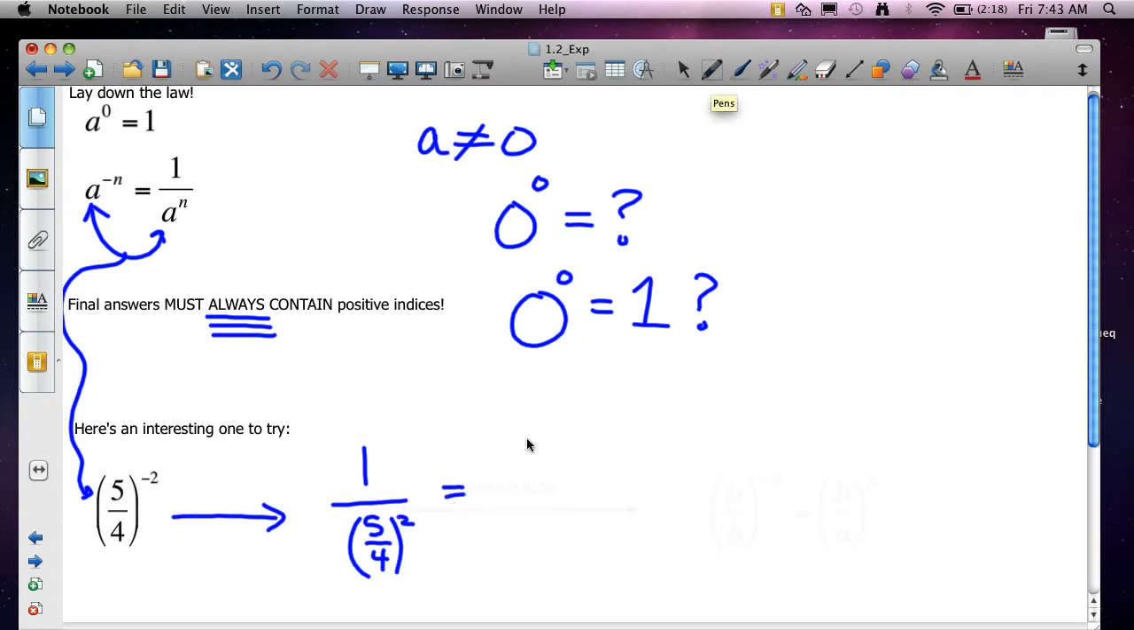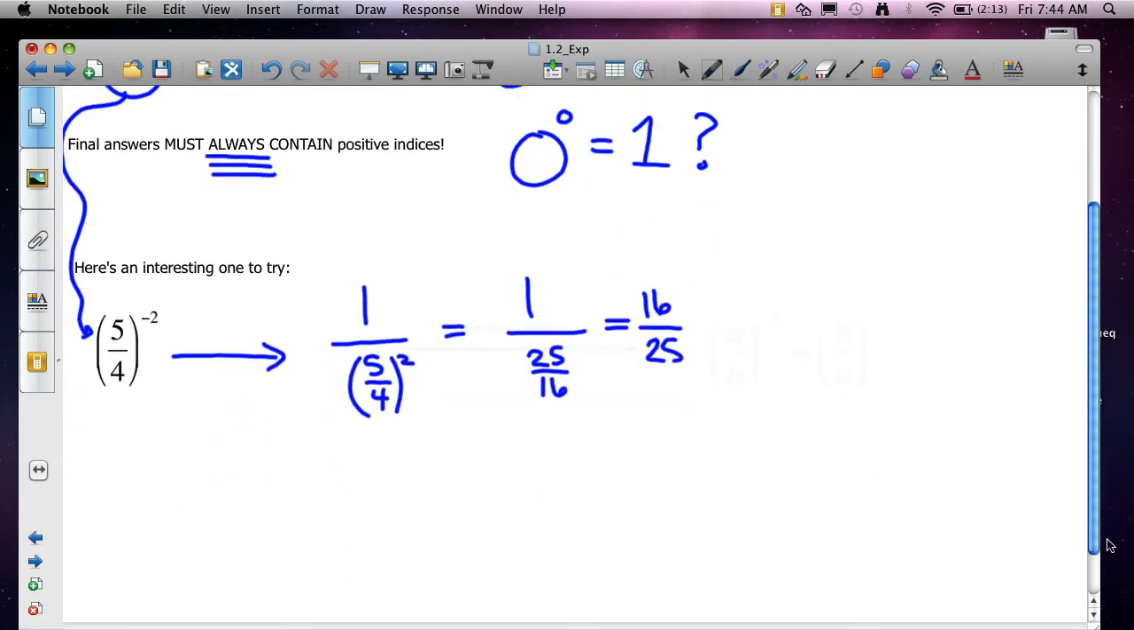which means we have 1 over 25/16. All right, 1 divided by 25/16 is going to be 16/25. That might seem a little confusing, but how about we look at it in a different way?